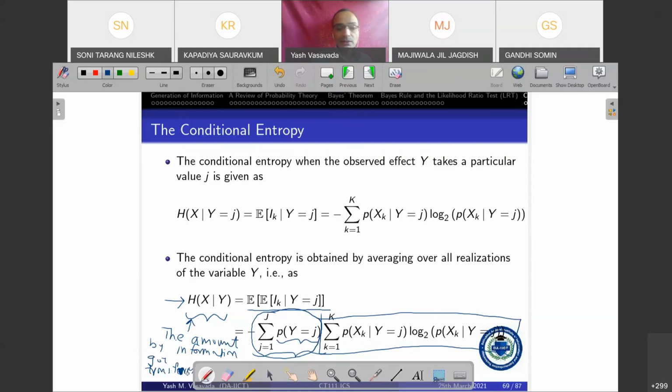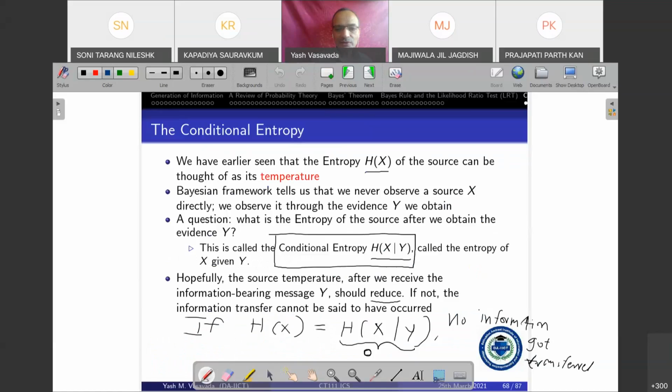Yeah, this is the average temperature after you make a measurement. Average is taken over all the possible measurements that you can take. Information is transferred. So the way to answer this question of how much information is transferred is to go back to this case.